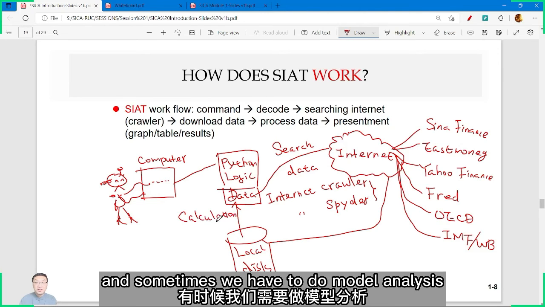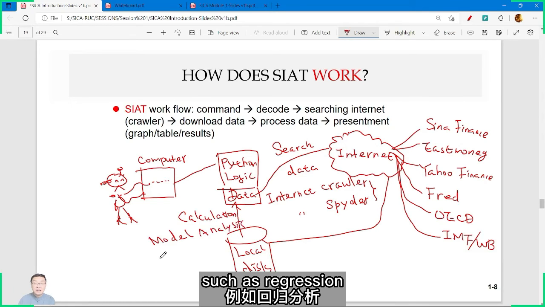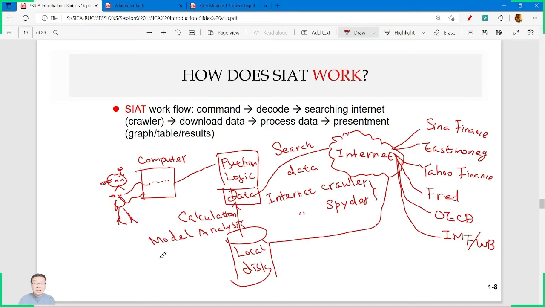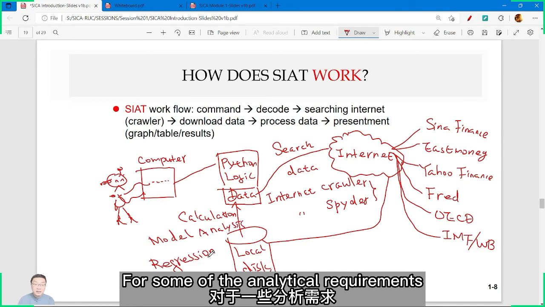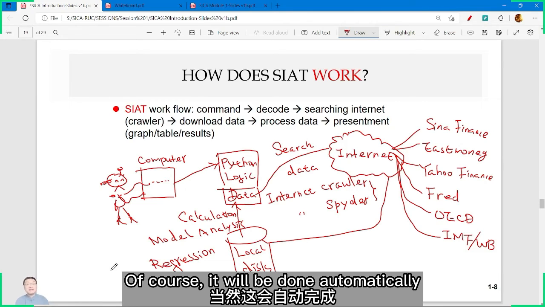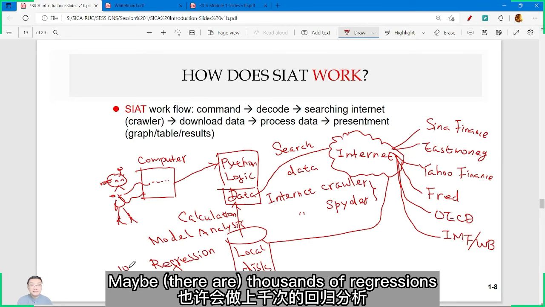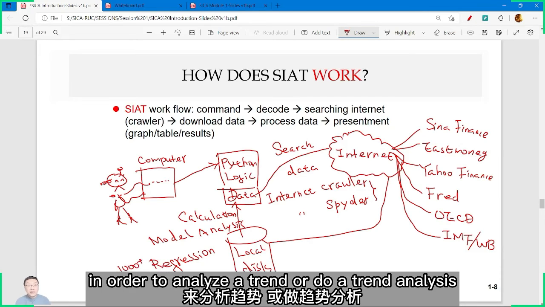And sometimes we have to do model analysis, such as regression. For some analytical requirements, we may need to do thousands of regressions. Of course, it will be done automatically. What you need to do is just wait, maybe thousands of regressions, in order to analyze a trend or do a trend analysis.